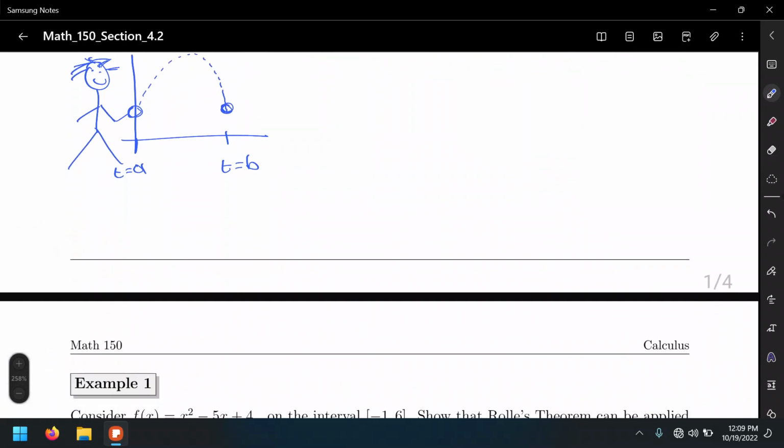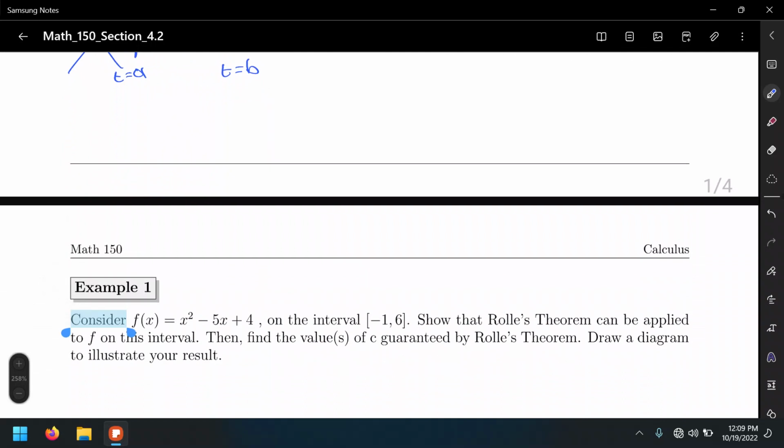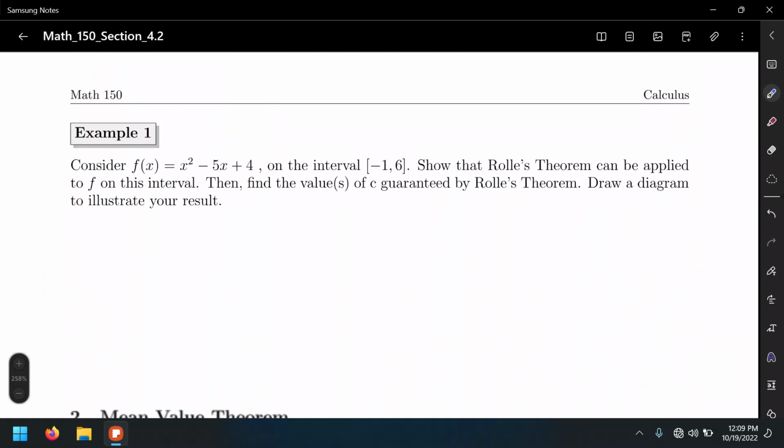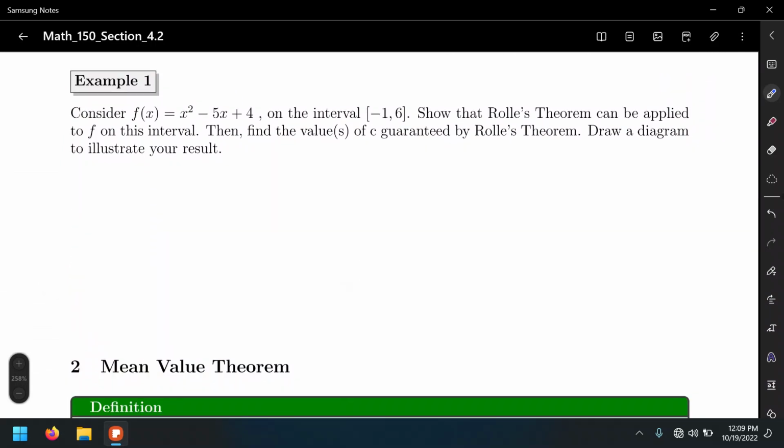So let's look at one example to see this in action. Let's consider the function f of x equals x squared minus 5x plus 4 on the closed interval -1 to 6, and show that Rolle's theorem can be applied to f on this interval. Then find the value or values of c guaranteed by Rolle's theorem. And then let's draw a diagram to illustrate the result. In this case, we're going to look at the graph of the function.